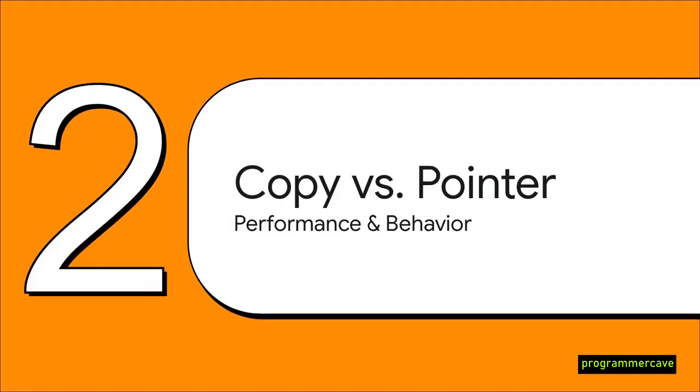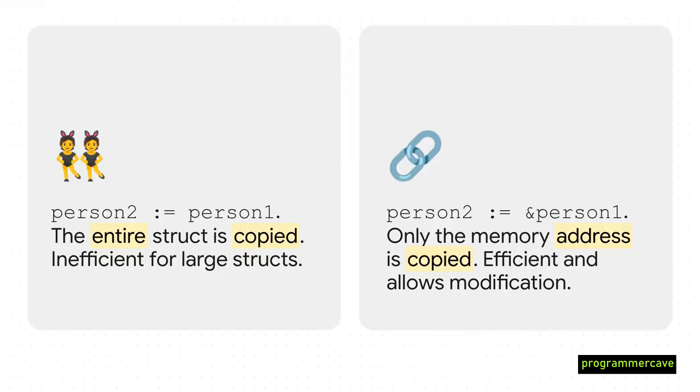Okay, with the basics down, let's get into what is probably one of the most important concepts for any Go developer to really truly master. Getting this right can literally make or break your application's performance. Here's the deal. In Go, structs are value types. That means when you assign a struct to a new variable, like on the left, you're making a complete photocopy of it. Every single byte is duplicated in memory.